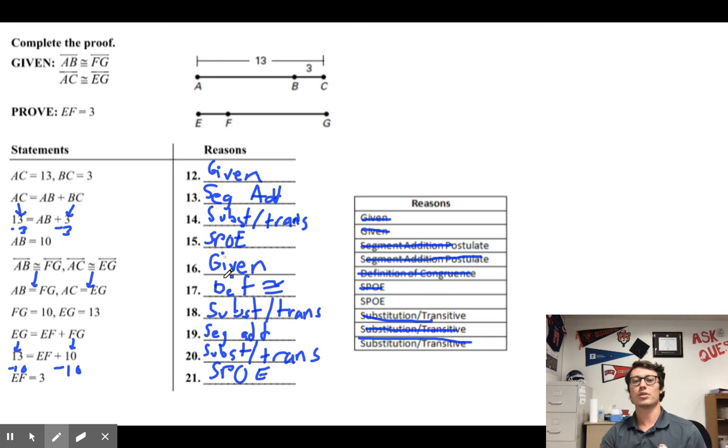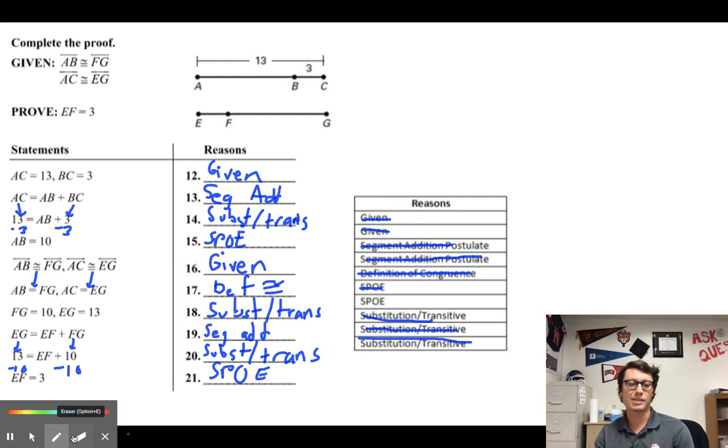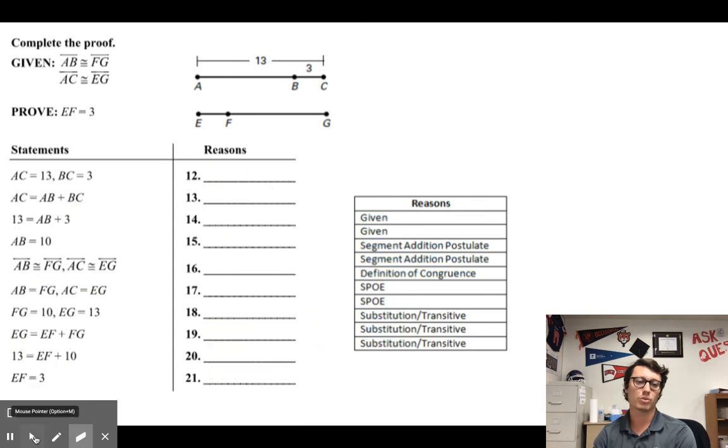Okay, so this may have seemed like a really big, hard problem. Okay, it really wasn't too bad. Just use process of elimination. Look at your statements to help give you answers and work through it.